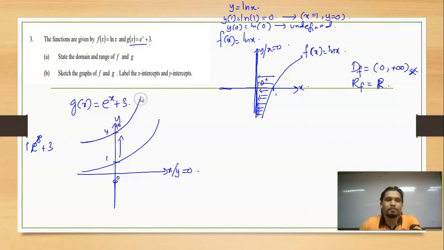So this is where e to the power of x and this is e to the power of x plus 3. And this is what we call the horizontal asymptote, where the graph slides down approaching the line, the x-axis, but it won't touch the line at all. So now this line shifts 3 units above to here, where y equals 3.